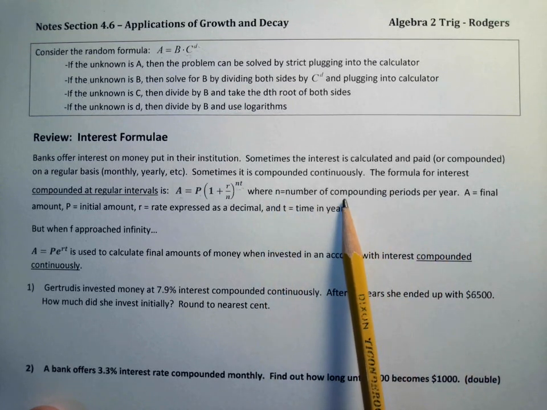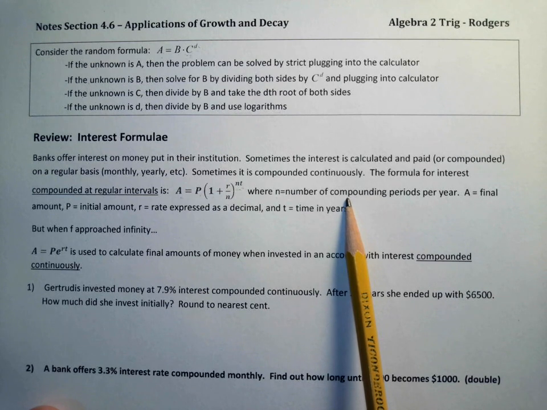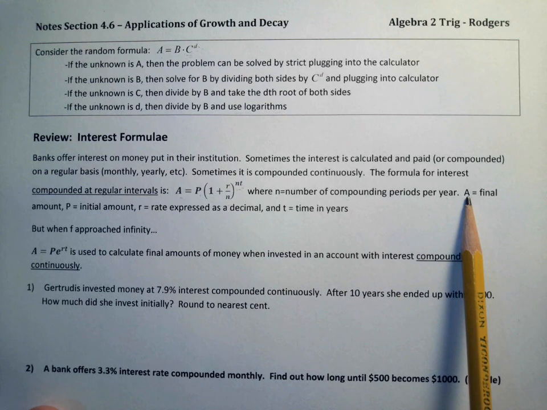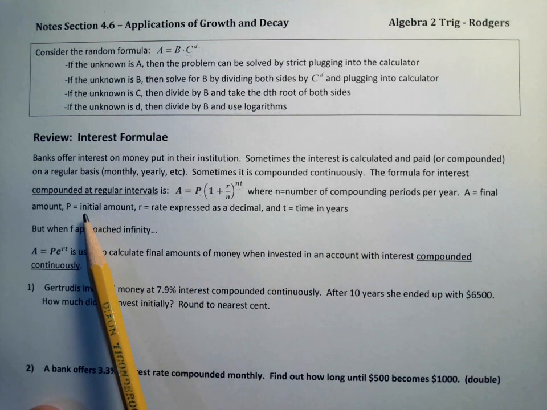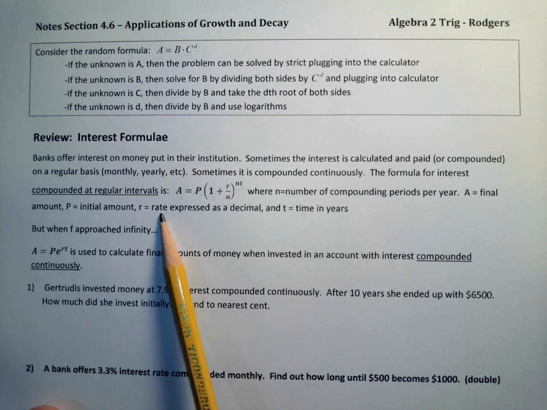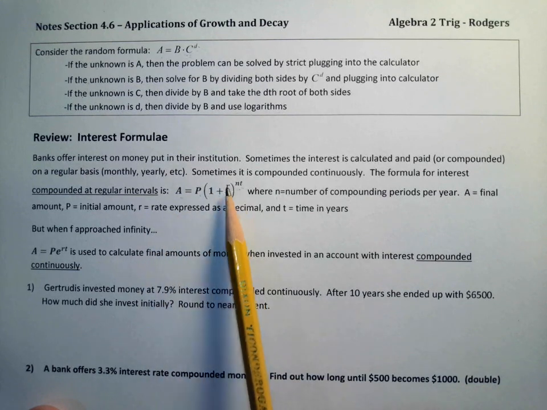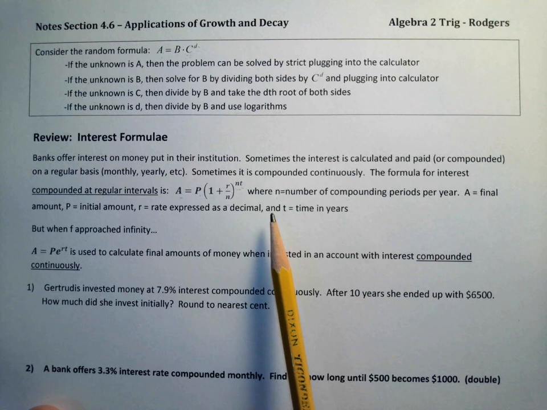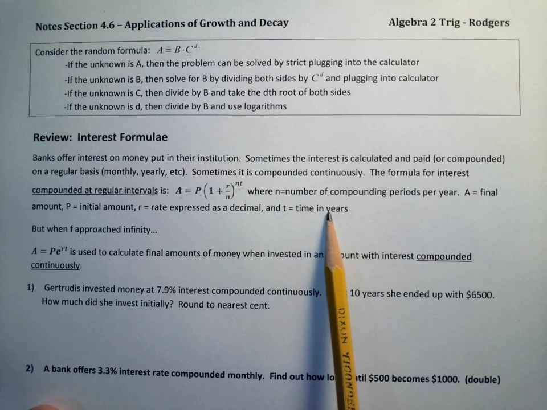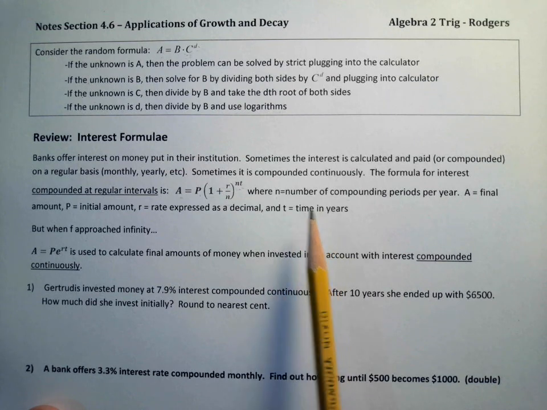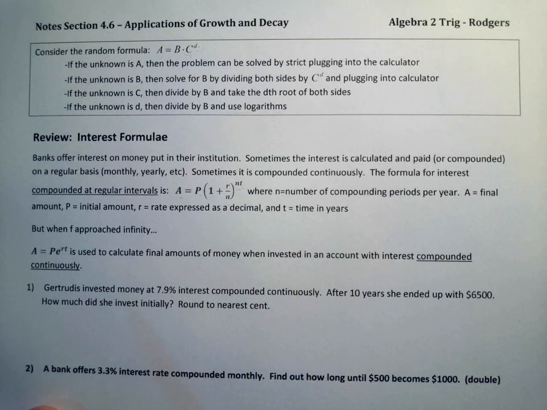All right, so N is the number of compounding periods per year. So if they compound quarterly, then N is 4. If they compound monthly, then N is 12. A, of course, is the final amount. P is the initial amount, or sometimes referred to as the principal. R is the interest rate. It must be placed in as a decimal. And then T is time, and that's always in years when we're dealing with interest.